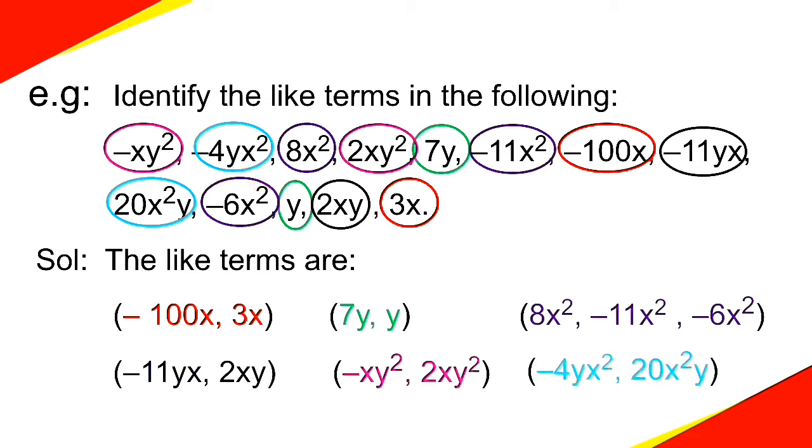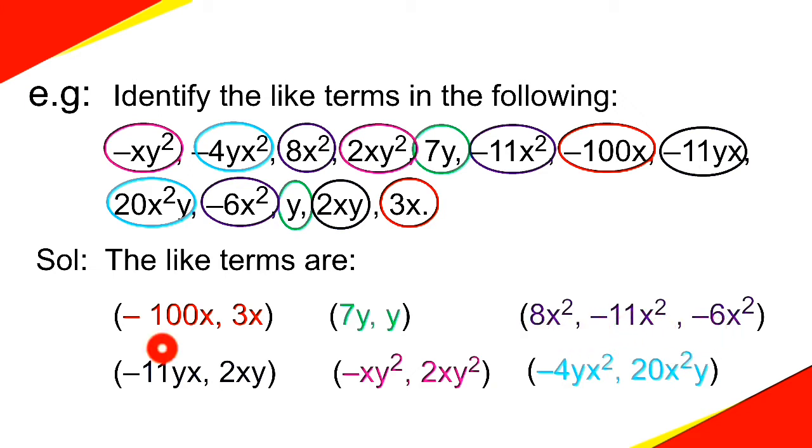These are the like terms. The first like term is minus 100x, 3x. Second one is 7y, y. Next, 8x square, minus 11x square, minus 6x square. Here all the variables are same and at the same time their powers are also same.